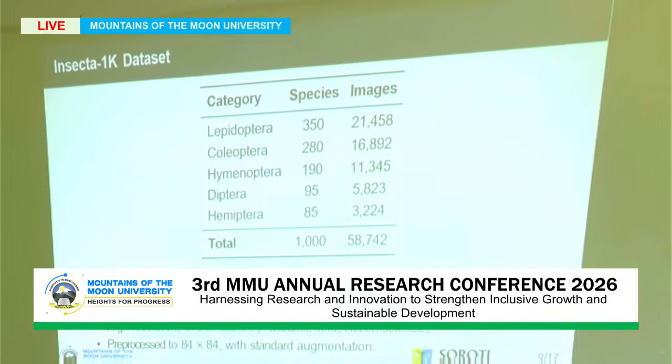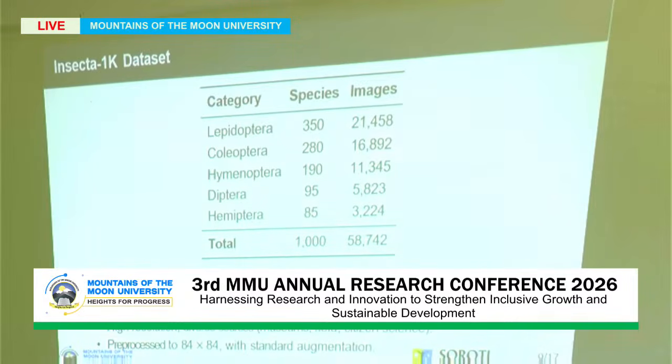So on our training data set, we relied on the Insecta 1K data set, and it had different categories of insects. It had 5 categories of insects, and the first category was the Lepidoptera, which had about 350 species and up to 21,458 images. So all in total, we had 1,000 species in our training data set, and 58,742 different images in total that we used for our training process.